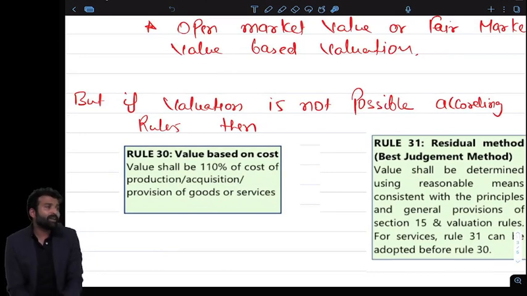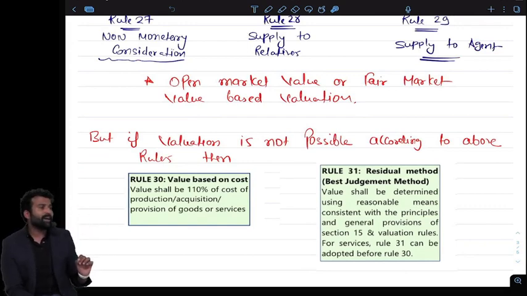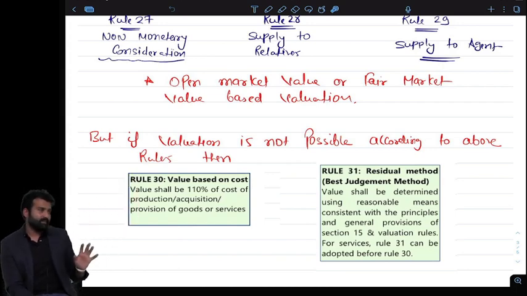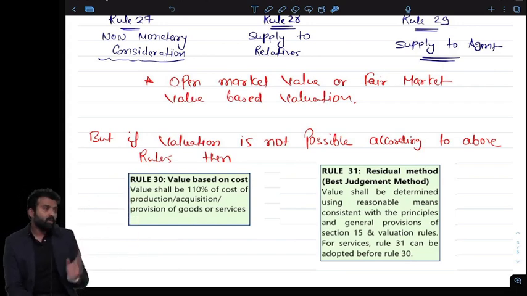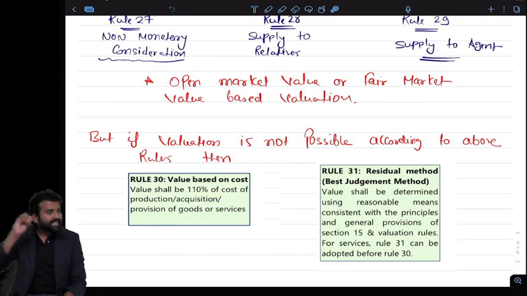Now, how to calculate the open market value or fair market value? Very simple. The definition of open market value says that at the time of your sale, what is the market value of like or identical goods in the market? Like the similar goods, at what price they are sold to an unrelated buyer. So what is the market value at which these goods or identical goods are sold in the market to an unrelated person? That market value will be used for my valuation. That is how we will calculate the open market value. So this is about the valuation rules.